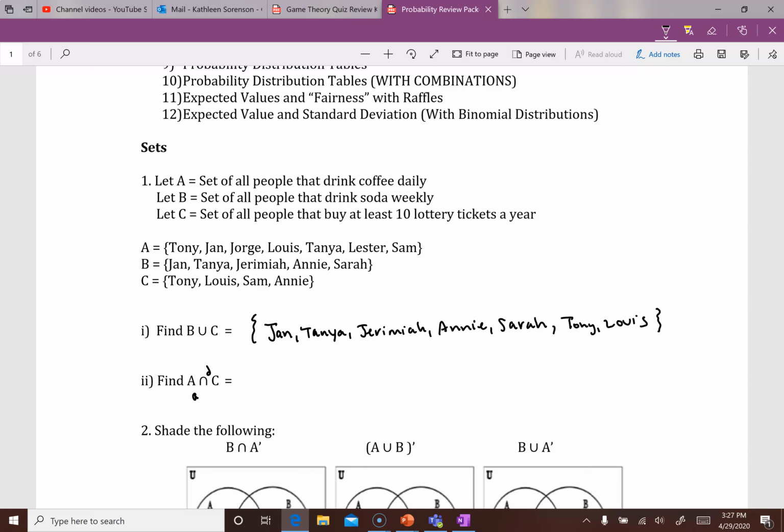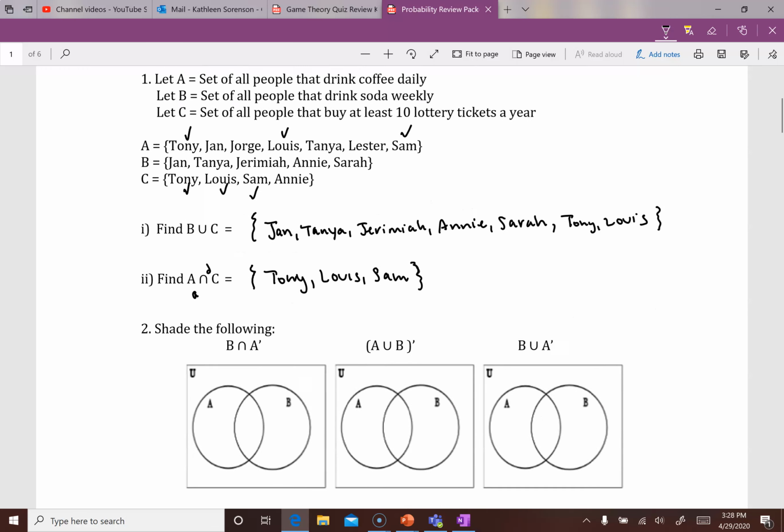Okay, now A intersect C is when it's in A and it's in C, so it has to be in both. So Tony is in both, Lewis is in both, and it looks like who else? Sam is in both, and that's it. So the intersection is Tony, Lewis, and Sam. That's a funky looking bracket.